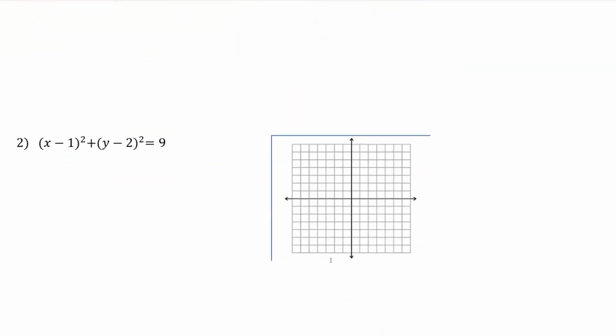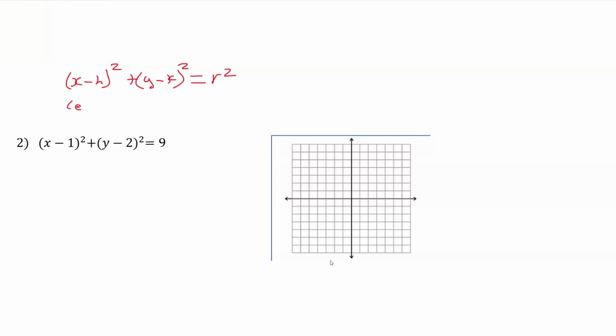Number 2 says, same thing, we want to find the radius, the center, and graph of, in parentheses, x minus 1, close parentheses, squared, plus, in parentheses, y minus 2, close parentheses, squared equals 9. So here the formula changes a little bit because now it's no longer x squared plus y squared, right? So the formula becomes now x minus h squared plus y minus k squared is equal to r squared.